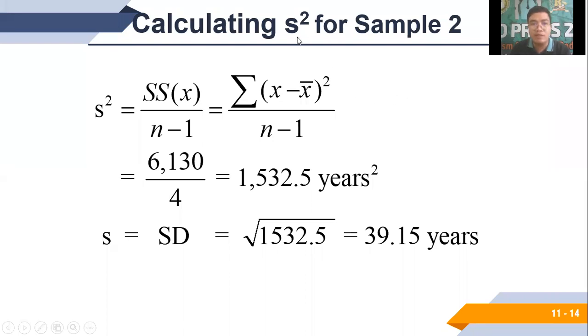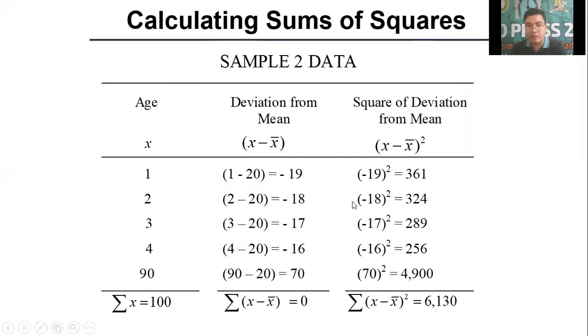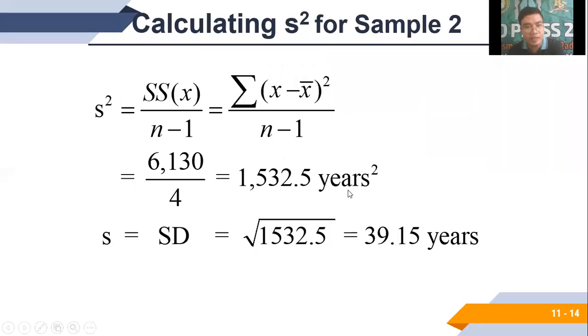So if you want to calculate for S squared, or the variance, what you need to do is take 6,130, am I right? Okay. 6,130 divided by, I think this should be divided by 5 and not 4. However, my formula says n minus 1. So that will become 6,130 divided by n minus 1. N is 5 minus 1 is 4. Another way of presenting it. So that will be 1,532.5 years raised to the second power.